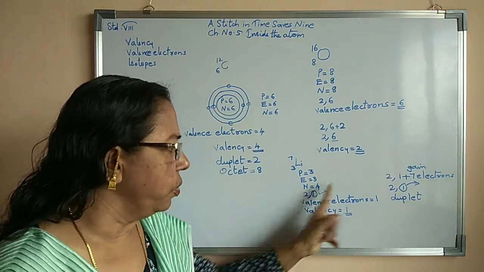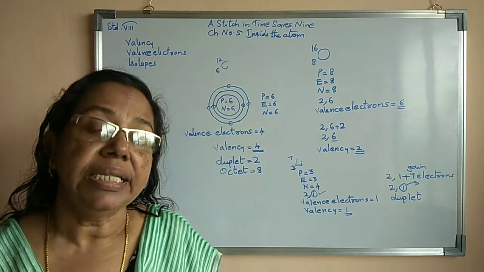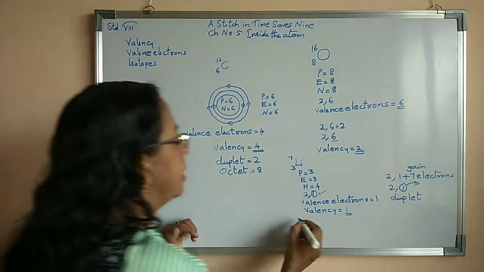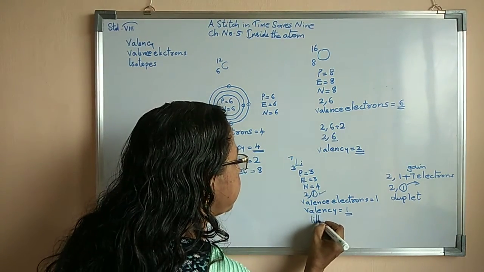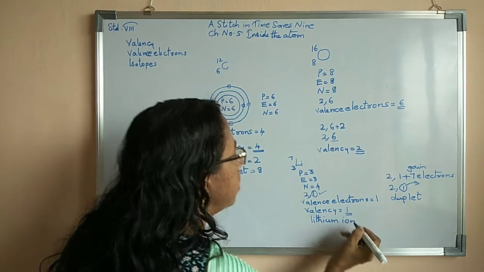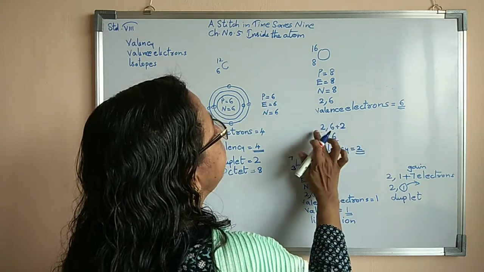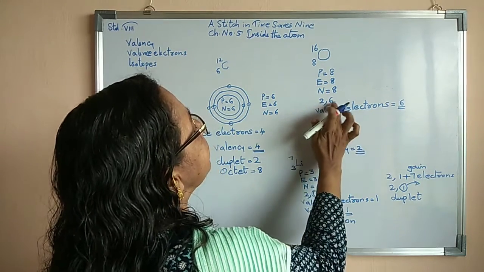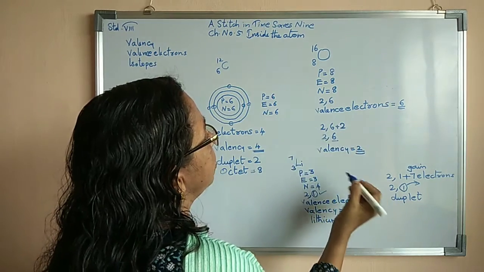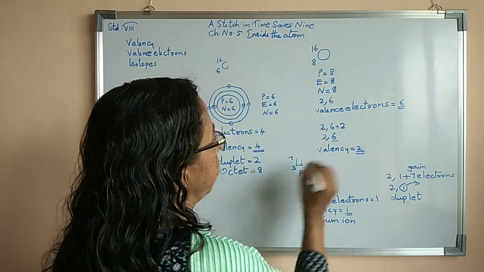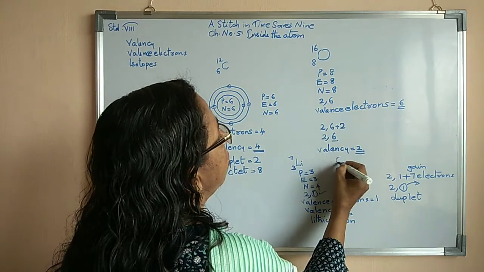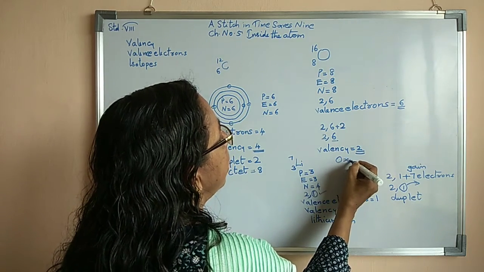If it loses 1 electron, then we cannot call it a lithium atom. We will call it a lithium ion. If oxygen, here 2, 6 is its electronic configuration. If it receives 2 electrons, then its valency will be 2. Once it receives 2 electrons from any other atom, we will call it an oxygen ion.